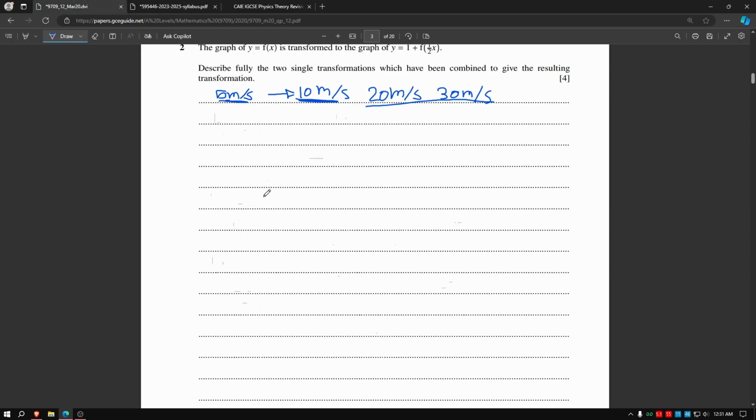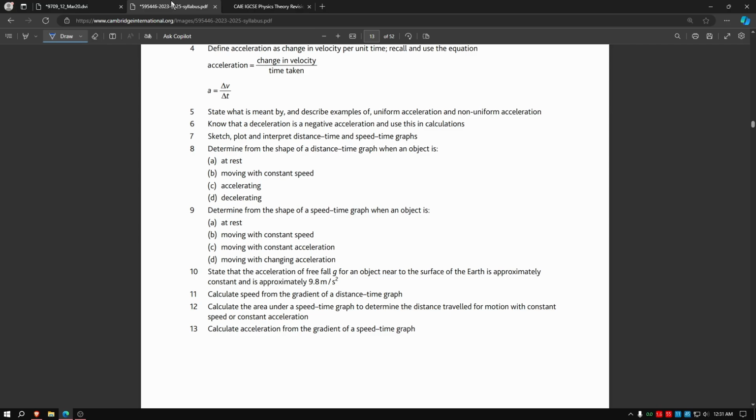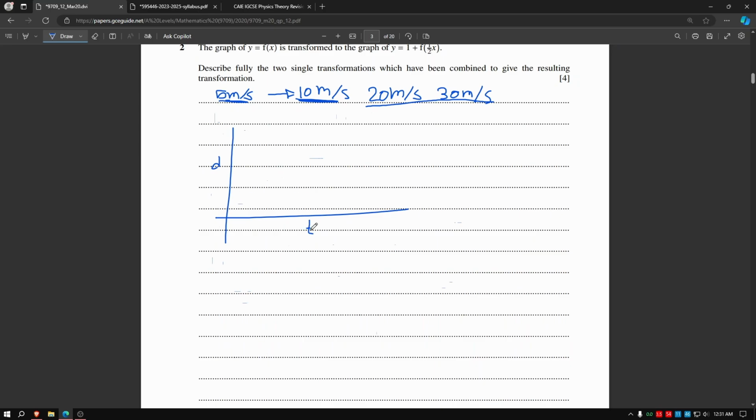So distance time at rest, let's just see. So this will be distance time. What if a car is at rest? Okay, let's now start with the rest one. Let's just start with the distance time graph moving with constant speed. So in a distance time graph, this is not speed, this is distance.